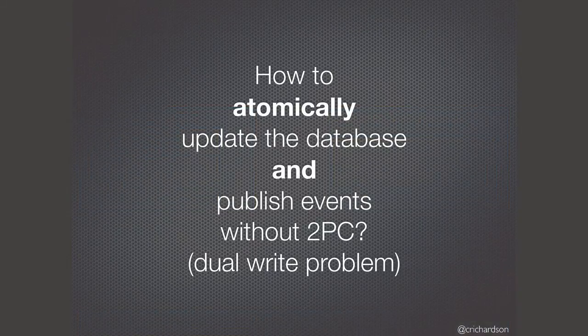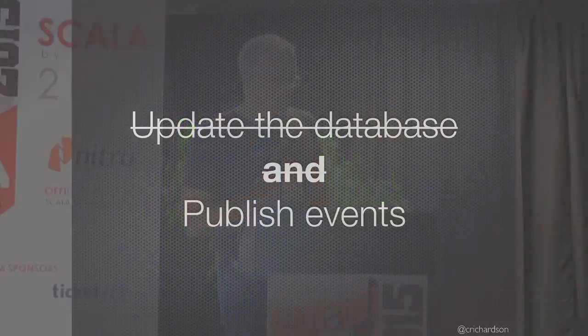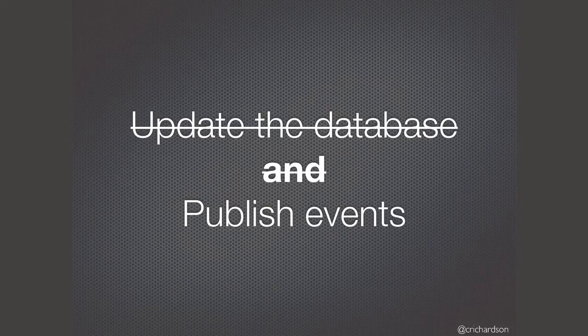But then that actually leads to another problem. How do you atomically update the database and publish events without using two-phase commit? Because we're trying to avoid that, right? And the solution there is to just not update the database. Just publish events. And that's what leads us to event sourcing, which is a very event-centric way of writing your domain model and also persisting the state of your business entities.